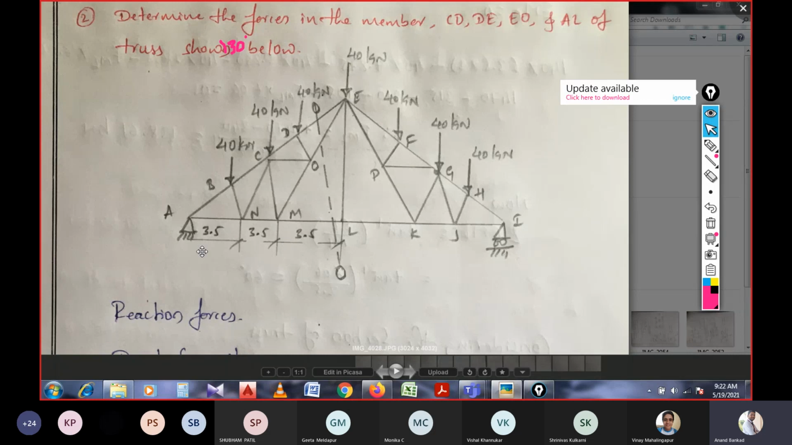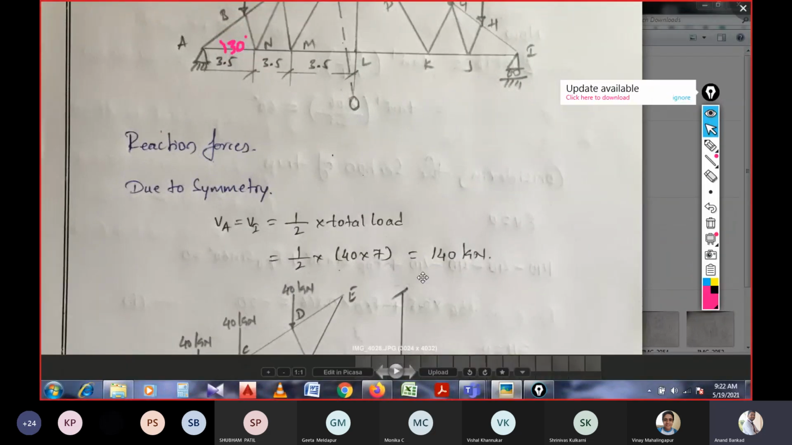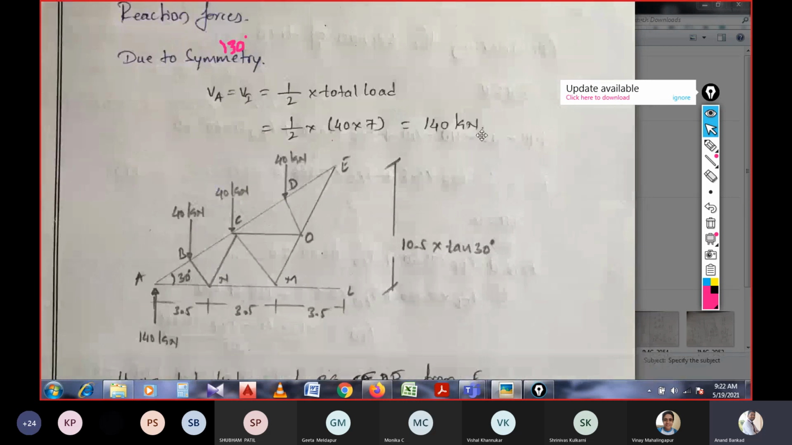So for this total load, the reaction would be considered by referring to half of the total load, right? 40 into 7 is 280. 280 by 2 will be 140 kilonewtons. So VA and VI are 140 kilonewton respectively.